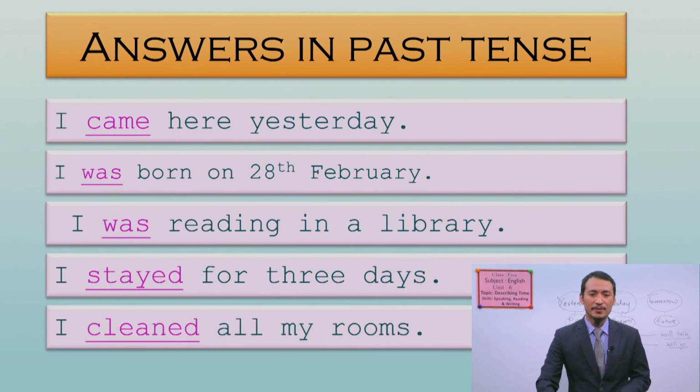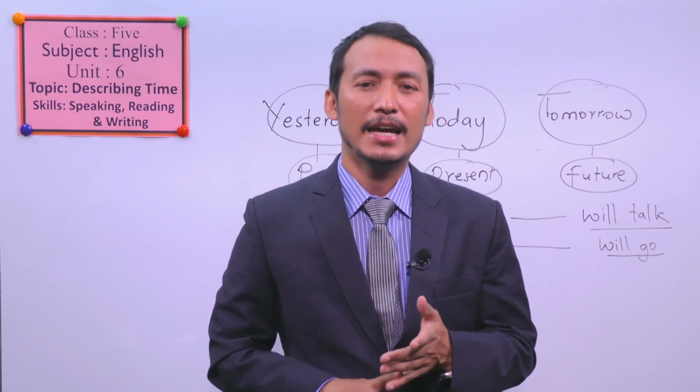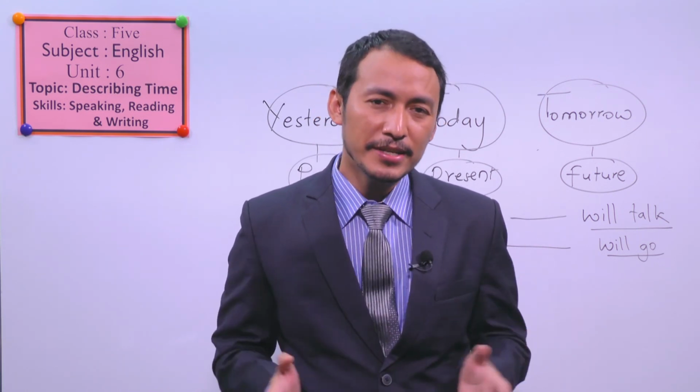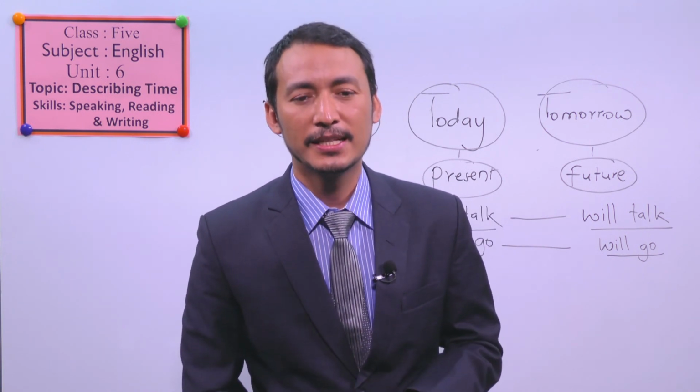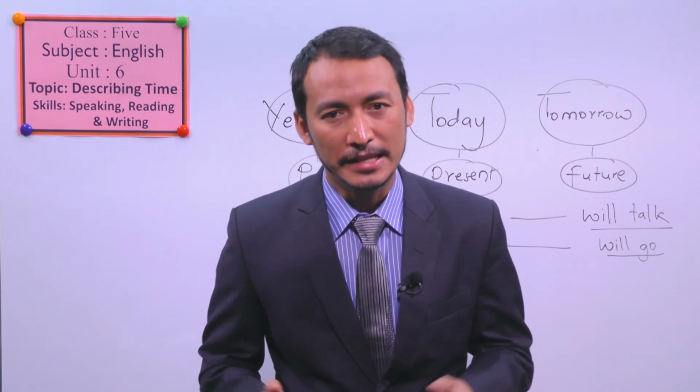Okay, that's good. Now let's see, I cleaned all my rooms. What did you do was the question. And you can say, I cleaned all my rooms. You use past verbs here. If someone asks you, what did you do? Then you can say, I cleaned, I wrote, I did homework, I played football, volleyball, I met my friends. Likewise, you can use any past verbs with your pronoun, and you can answer the question in the past.